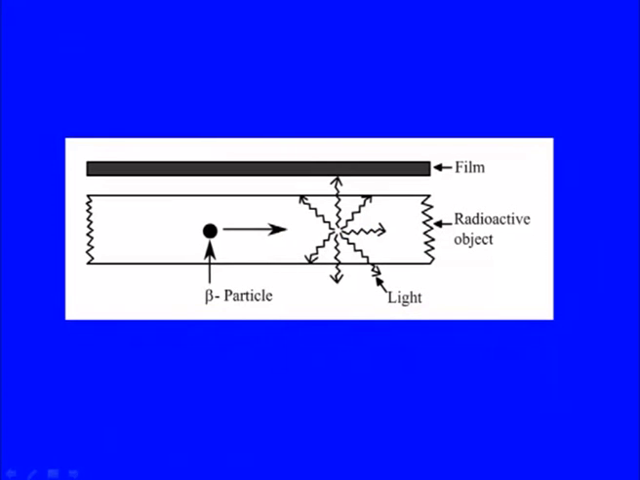Likewise, sensitivity can also be enhanced by adding fluors to the emulsion. This is shown in this figure, where there is a beta particle and there is a fluor here, which can increase the sensitivity many fold.